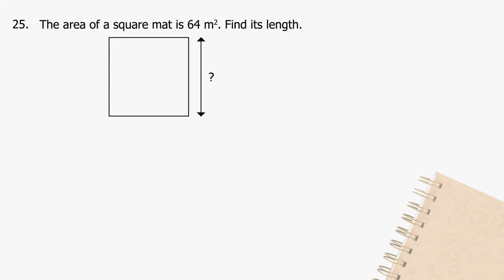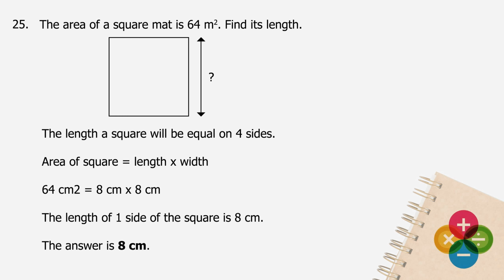Question 25. The area of a square mat is 64 square meters. Find its length. The length of a square will be equal on all 4 sides. Area of a square will be equal to length times width. The area of the square is 64 square centimeters. Therefore, the length and width of the square will be equal to 8 cm times 8 cm. The length of one side of the square is 8 cm. The answer is 8 cm.